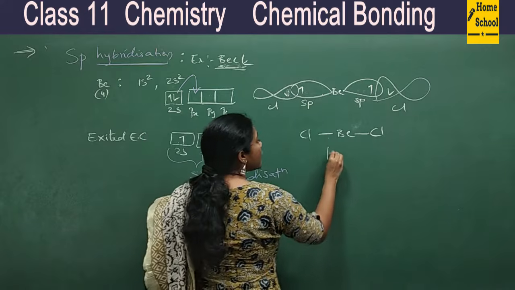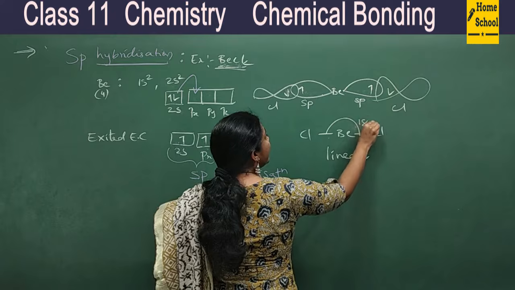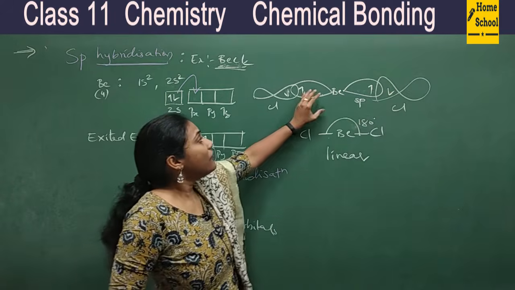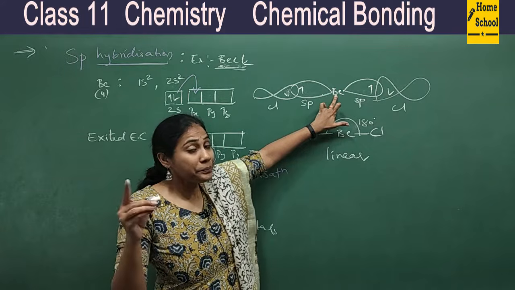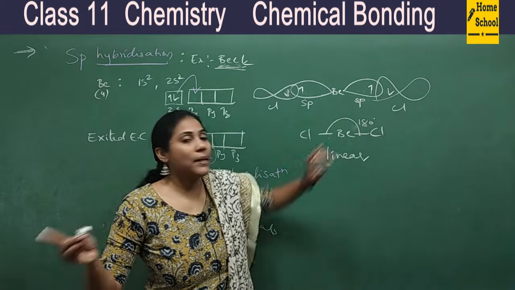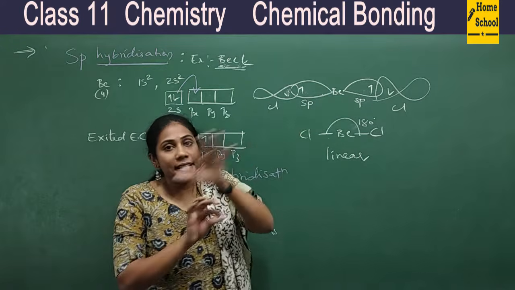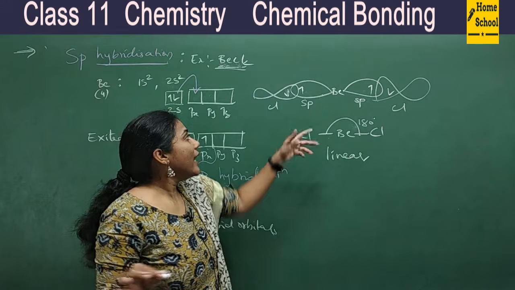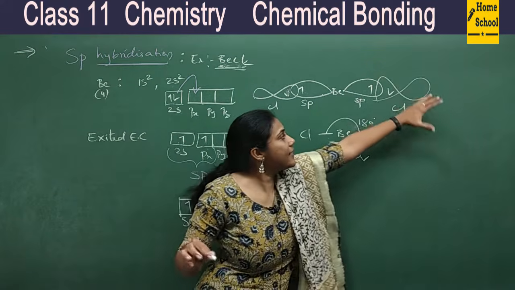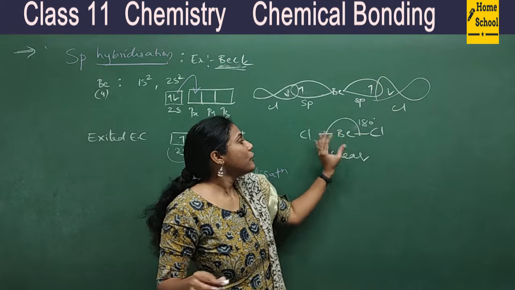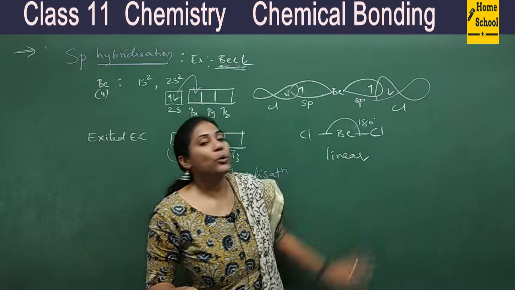And what is this shape called? Linear shape, and the bond angle is 180 degrees. See, the way the hybrid orbitals are oriented around the central atom gives a particular shape for a molecule. So the hybrid orbitals are oriented exactly opposite to each other, so that Cl's orbital came and overlapped, and another Cl's orbital came and overlapped. So bonding formed, and you get a linear beryllium chloride molecule.